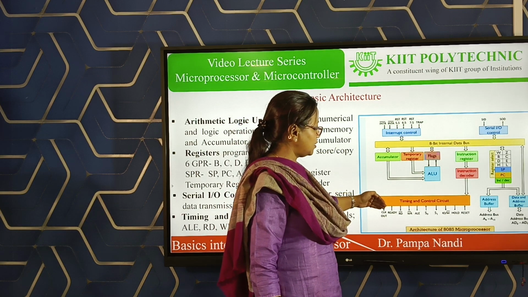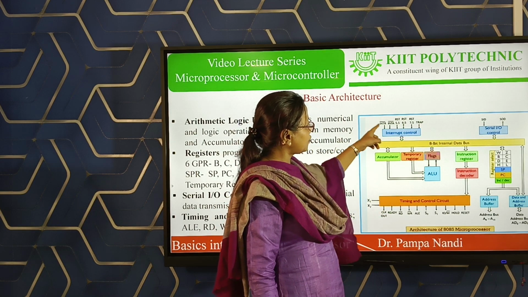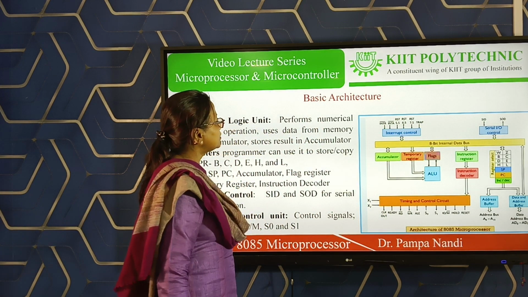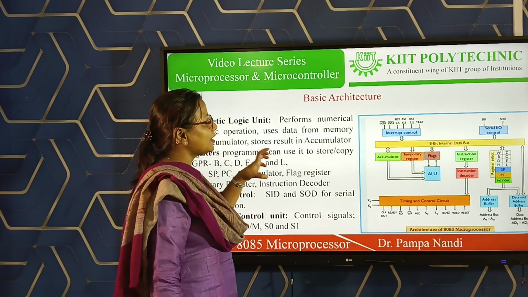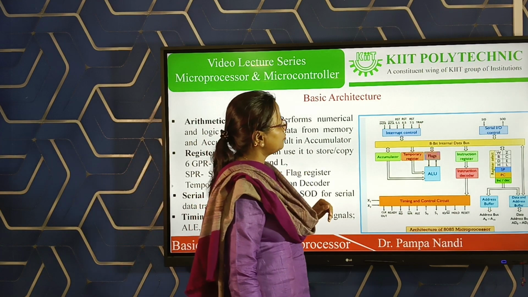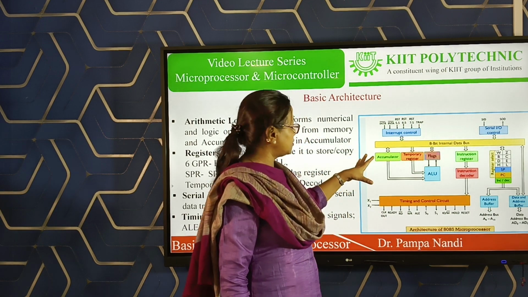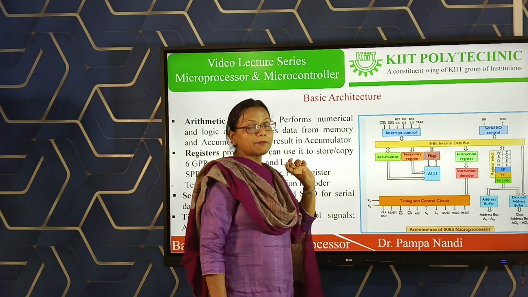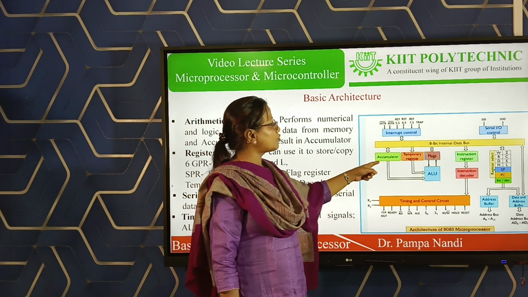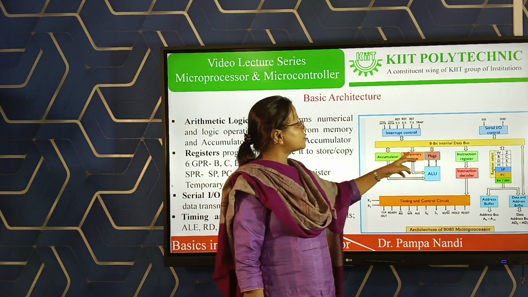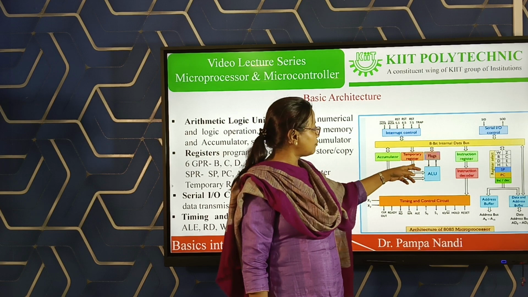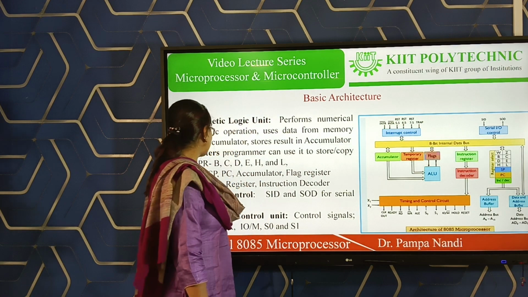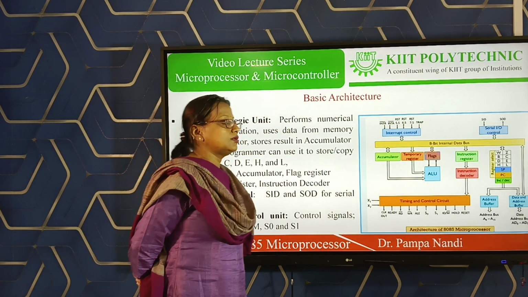So these are parts of the control unit: timing and control, interrupt control, serial input output control. Then the other thing is the ALU. You can see here the ALU, and in the ALU there are different parts. ALU is the arithmetic logical unit. It has a main processor register called the accumulator. Then it comes attached with the flags. Flags are a kind of register. Then there are some temporary registers.